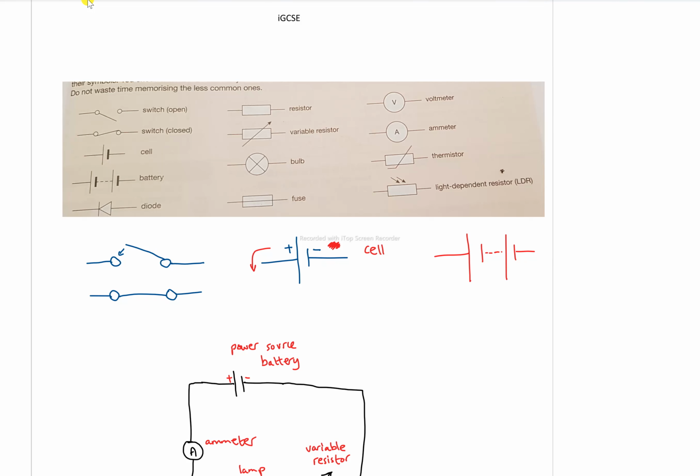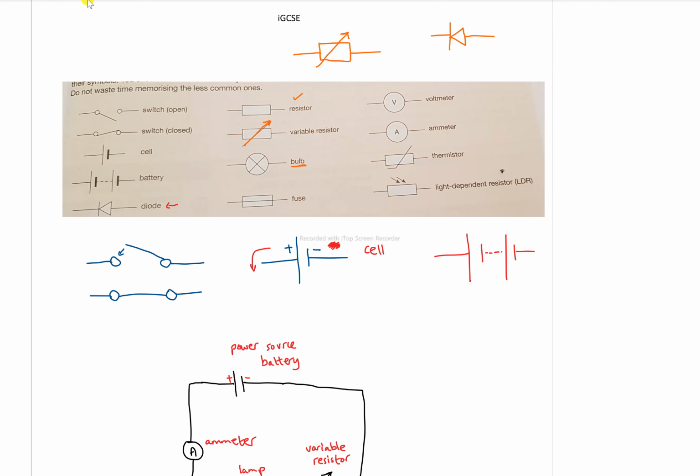Right, and then now we've got this one here. That is a diode. We'll discuss these later. They allow current in one direction. Here's a resistor, just a simple rectangular box, and if you put a line through it, it becomes a variable resistor, so you can vary the resistance. You can increase and decrease the resistance to increase and decrease the voltage in other parts of the circuit.